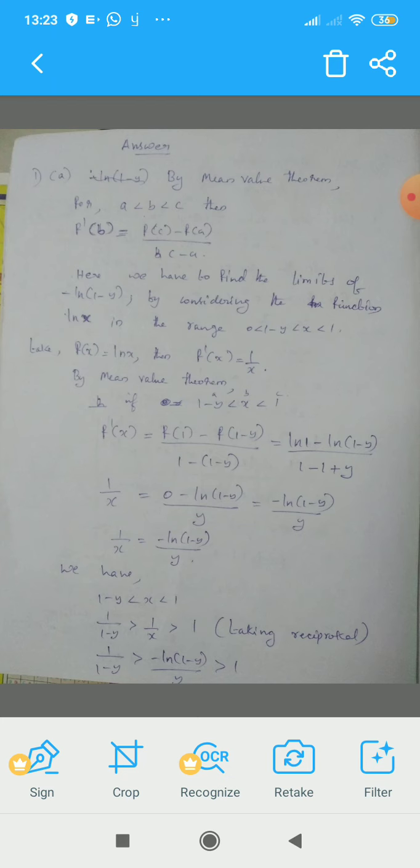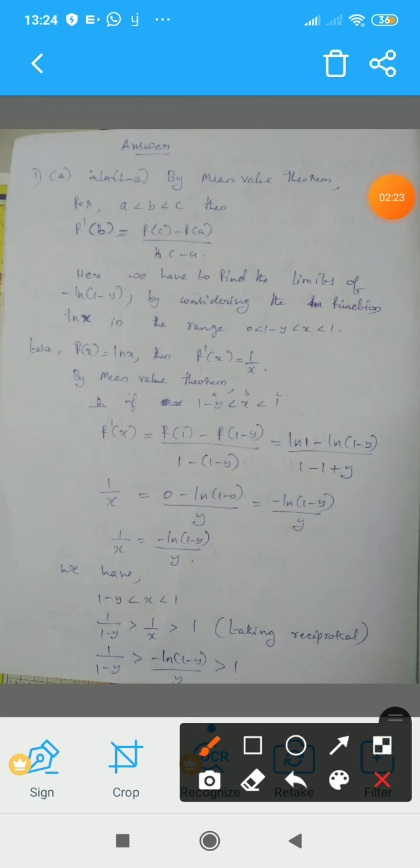First, I told you we have to start with which function? Log x. So I take f of x is equal to log x. If f of x is equal to log x, then we know that f dash of x is 1 by x. Then we have to apply mean value theorem on the range given in the question. What was that range? 1 minus y less than x less than 1.